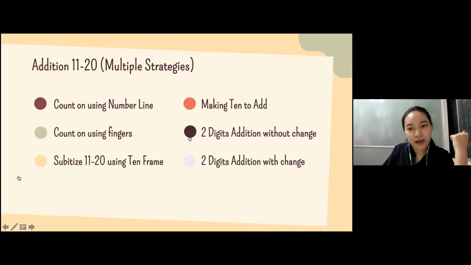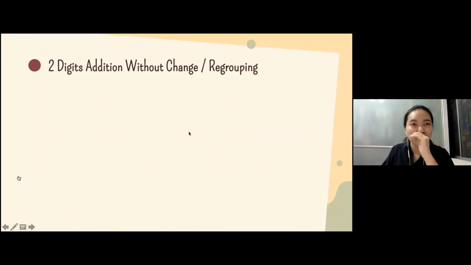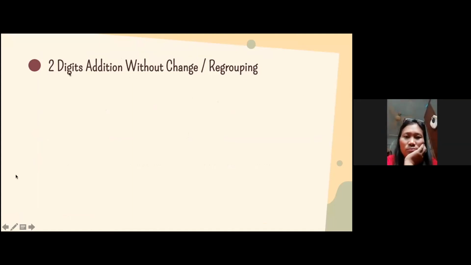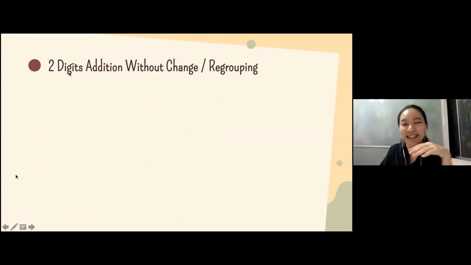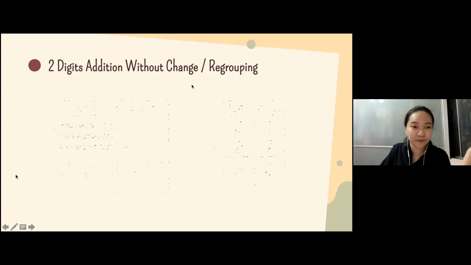And then we have 2 digits addition without change. Although we say it's 11 to 20, just now we said addition between 11 to 20, but when your kid is introduced to number concept 1 to 100 already, you may start teaching this kind of addition with change and without change.